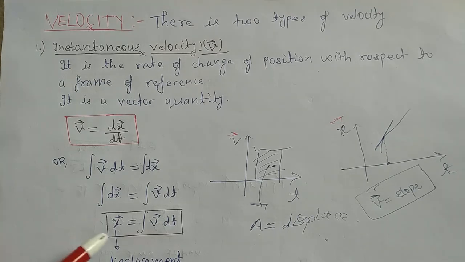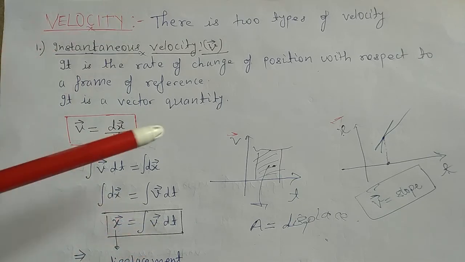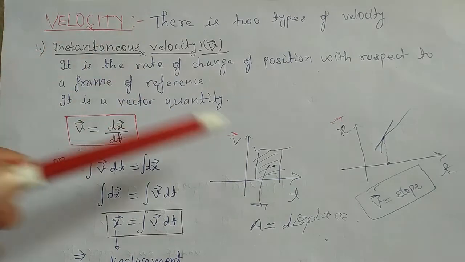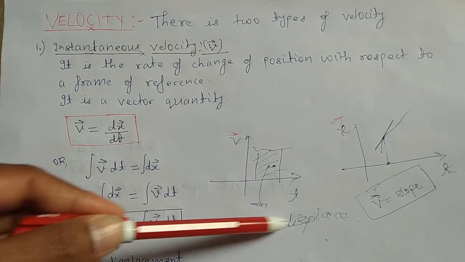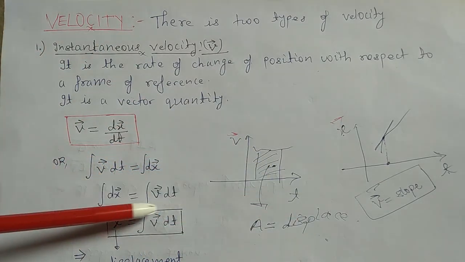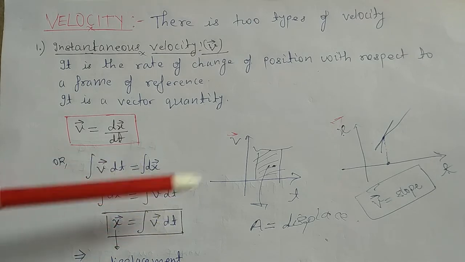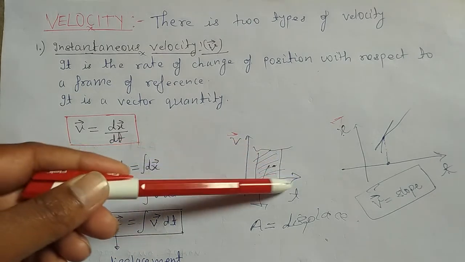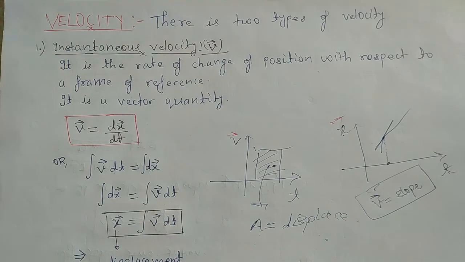The second conclusion is displacement is equal to integral v dt. So this is nothing but the area under the vt curve. So the displacement is equal to area under the velocity time curve. So if I have the velocity time graph, then the area under the curve gives us the displacement. Since x is equal to integral v dt, hence the area under the velocity time curve gives us the displacement.